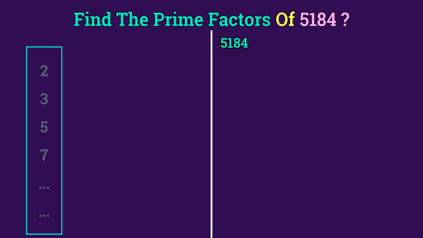Look at these prime numbers set on the left. Dividing 5184 by 2, which equals 2592. So 5184 divided by 2 equals 2592. Dividing 2592 by 2, which equals 1296. So 2592 divided by 2 equals 1296.